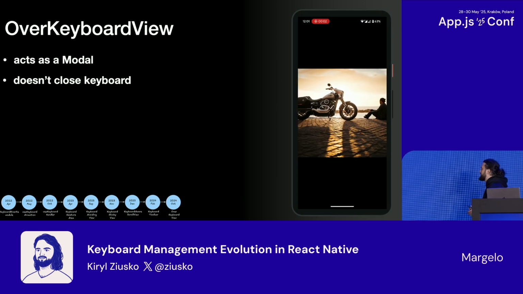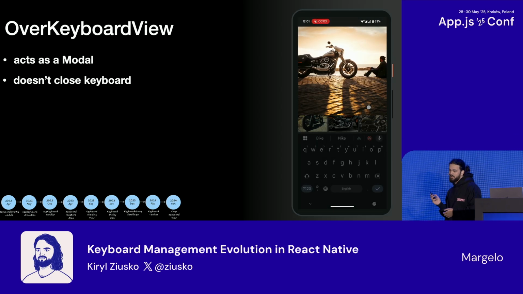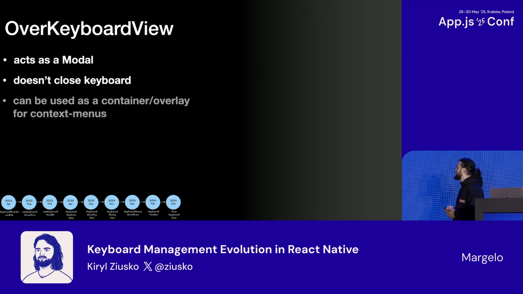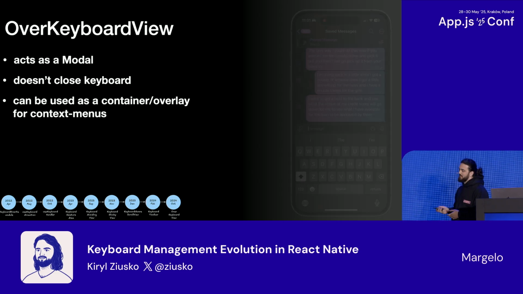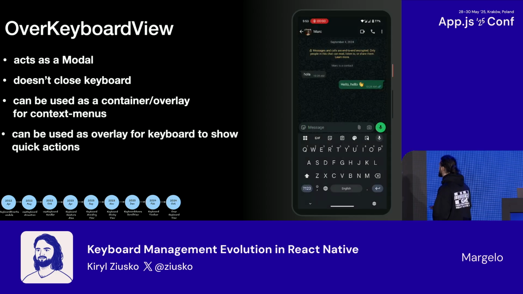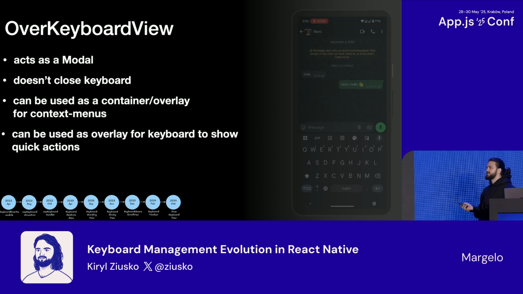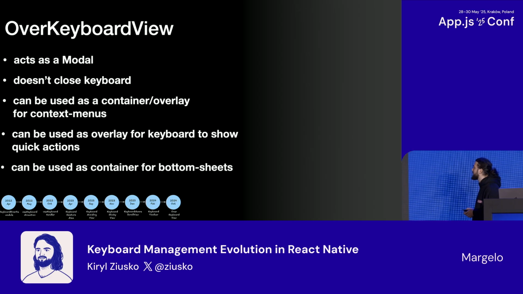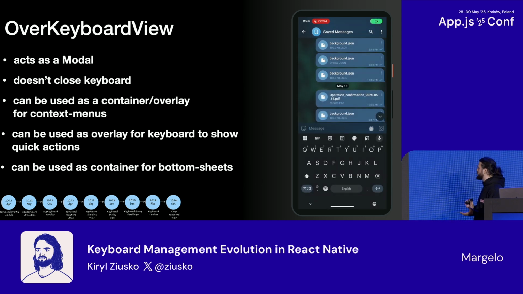It has a variety of use cases. If you're building gallery-like applications, or if you have attachments in your chat-like applications, you can use it. You can use it if you want to show context menus like Telegram does. It looks just perfect. You can use it as an overlay for your keyboard to show additional actions, similar to what WhatsApp is doing. Or you can even use it as a container for your bottom sheet, which also looks quite good and delivers cool transitions.